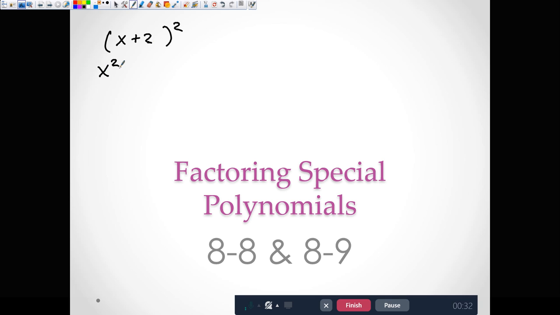So that would be 4x, right? And then square the last term, which would be 4. Now we're going to be working in reverse. We're going to be taking this trinomial and making it a binomial squared. And we also learned with the special products like (x + 2)(x - 2), we only have to do inside outside, remember? So we would get x squared minus 4.